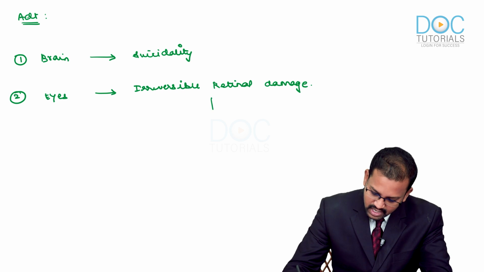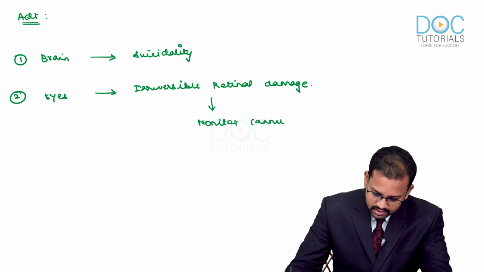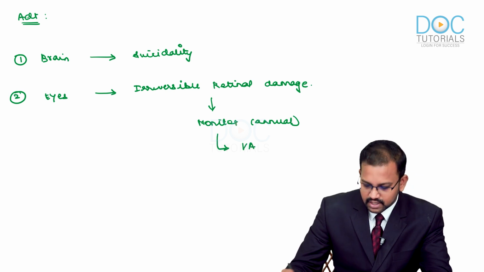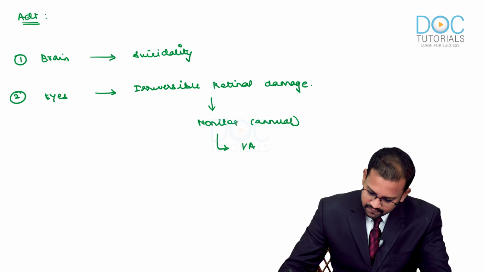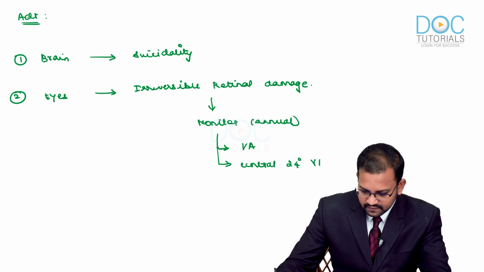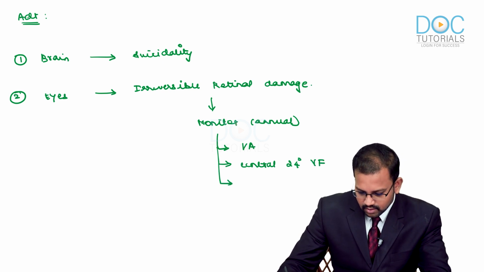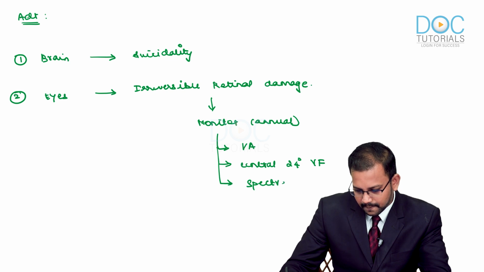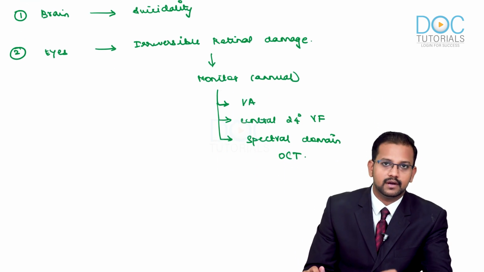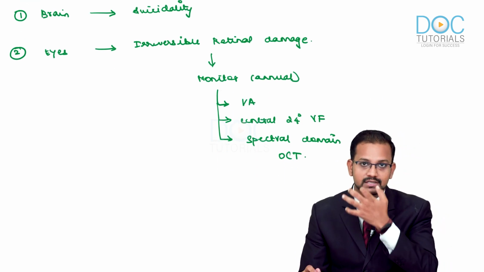In those conditions, we have to monitor. Annual monitoring has to be done. Best corrected visual acuity has to be monitored. We have to monitor your central 24-degree visual field and also your spectral domain OCT, optical coherence tomography.